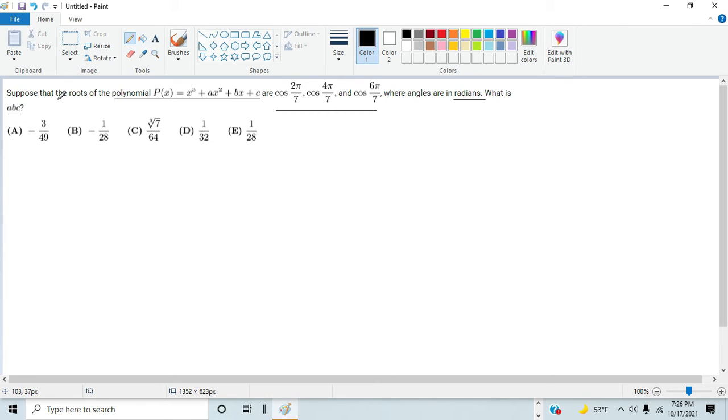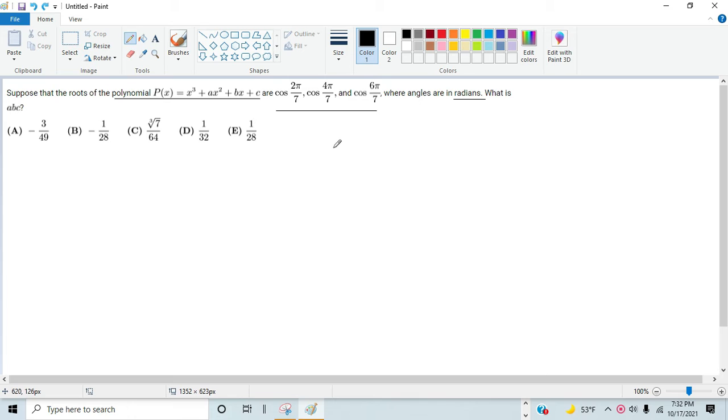So this problem is really simple. It's one of those problems on the AMC where you see it and you know pretty much what's going on. We have a polynomial and we know what its roots are. And based on that information, we have to calculate a couple of the coefficients of the given polynomial.